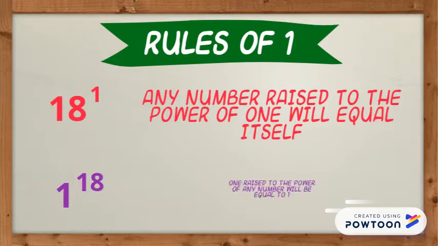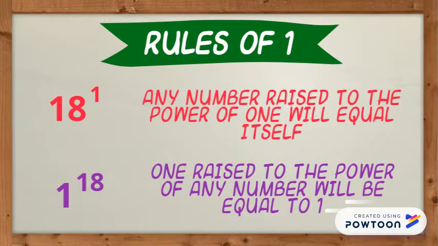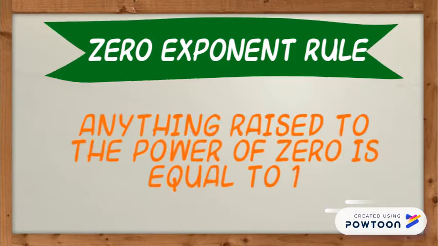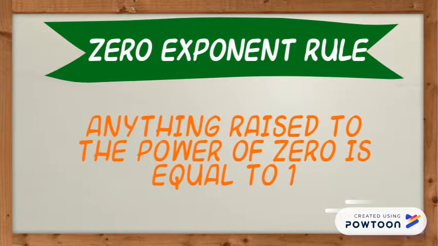The second one is 1 raised to the power of any number will equal to 1. This is because 1 times 1 times 1, 18 times, is still equal to 1. Zero exponent rule. Anything raised to the power of 0 is equal to 1.